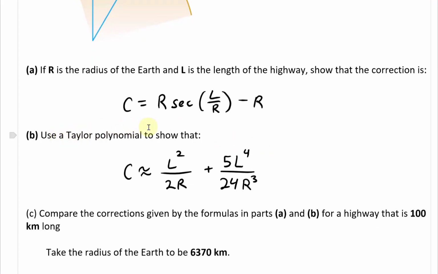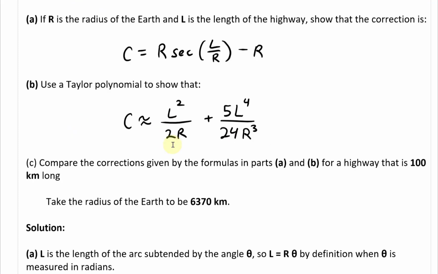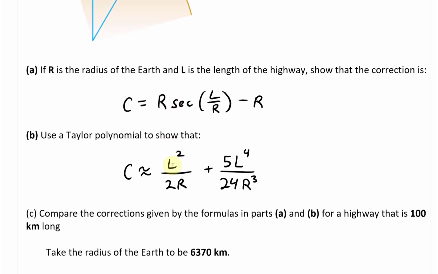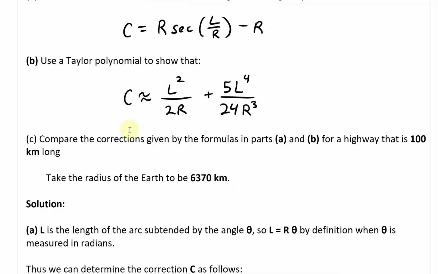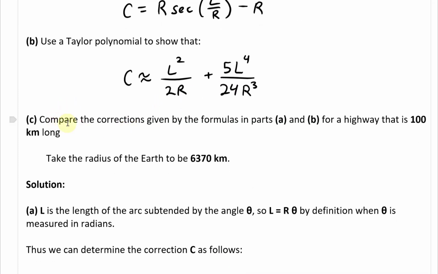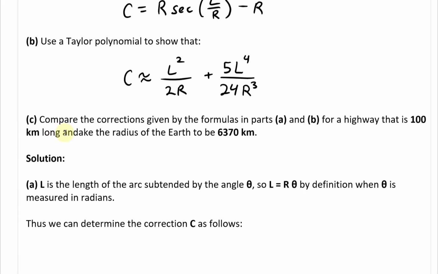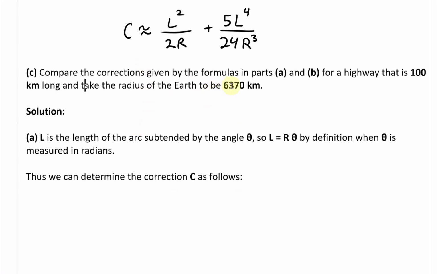And then part B says, use a Taylor polynomial to show that C is approximately equal to L squared divided by 2R plus 5L to the power 4 divided by 24 times R cubed. And then part C says, compare the corrections given by the formulas in parts A and B for a highway that is 100 kilometers long, and take the radius of the Earth to be 6,370 kilometers.